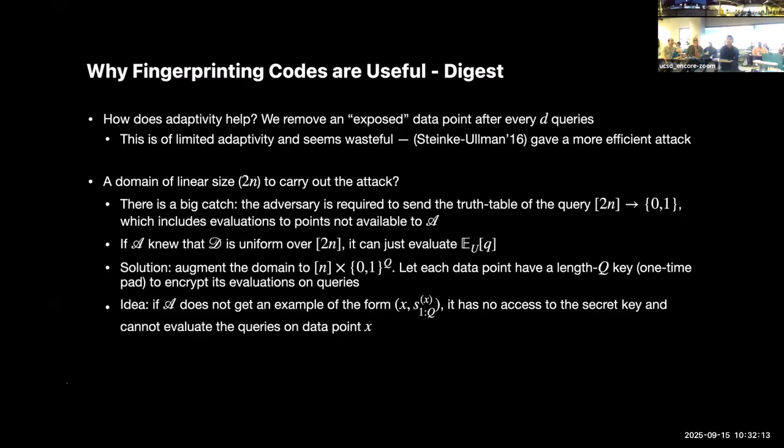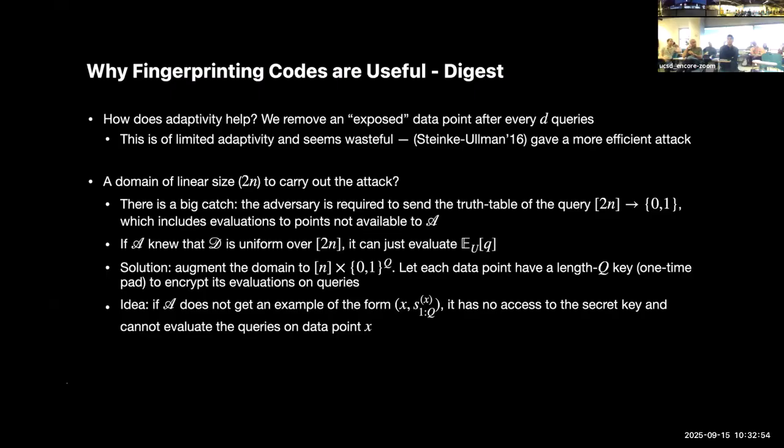So what that means is, even if the algorithm knows marginally the distribution on the first part is uniform over n, if it does not have knowledge of the second part, the {0,1}^q part, then it must receive samples from the distribution to learn the secret key and be able to evaluate the queries. If you know the idea and spend enough time, you'll figure out how to implement the details, which we'll skip for today.